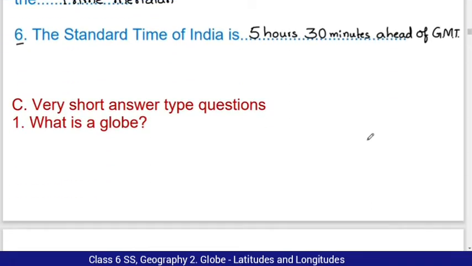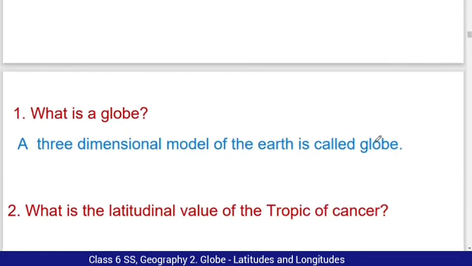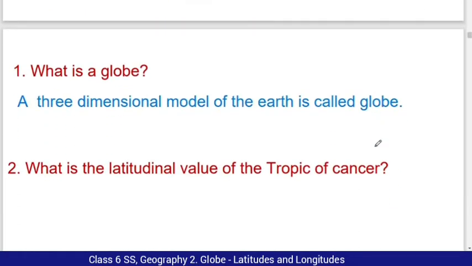Section C, very short answer type questions. First question, what is a globe? Answer, a three-dimensional model of the earth is called globe.